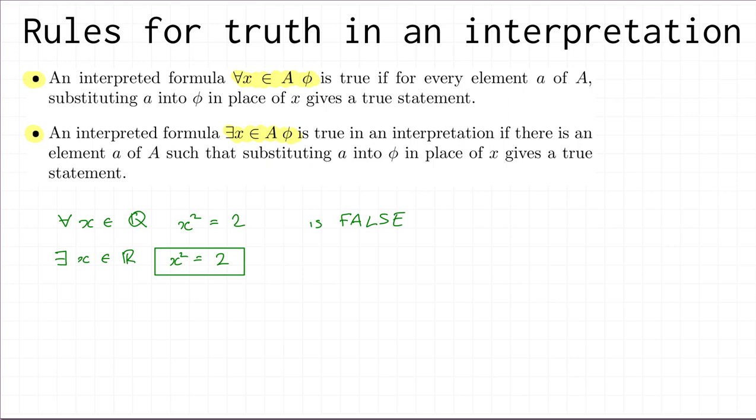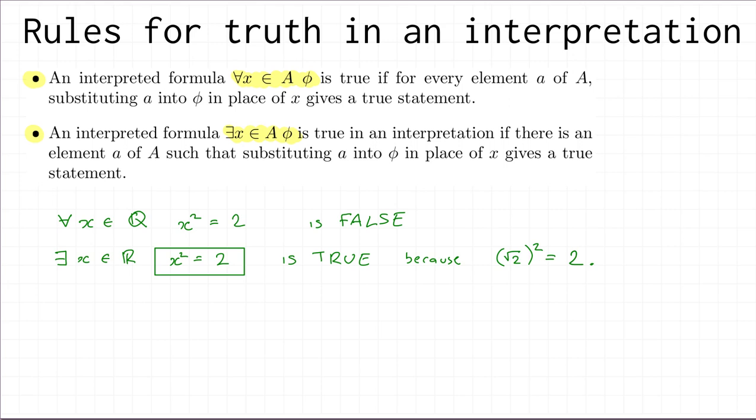And the answer, of course, is yes, right? This definitely is true, because there is a real number that makes x squared equal to 2 true, right? The square root of 2 is a real number. So this thing is true because you can find a real number, namely root 2, whose square is equal to 2.